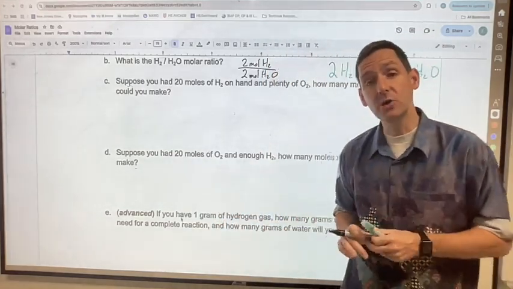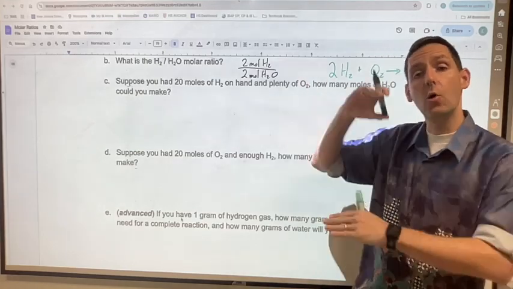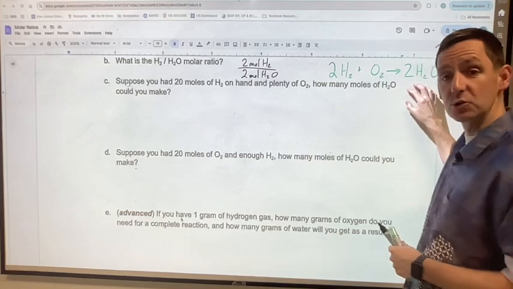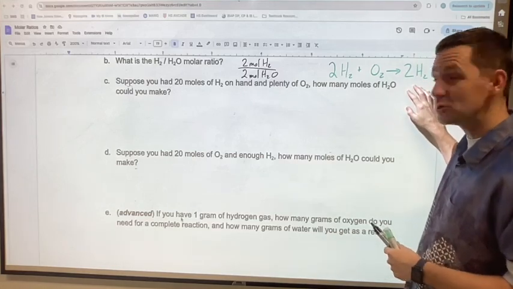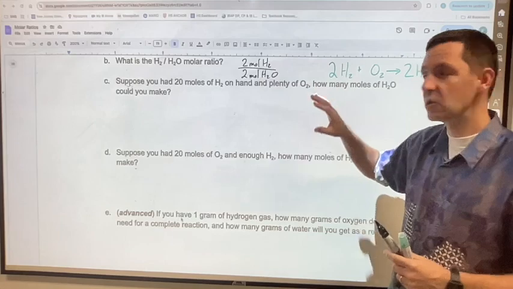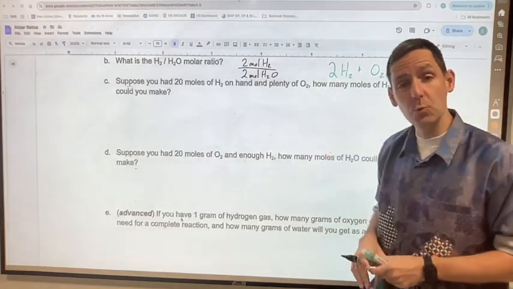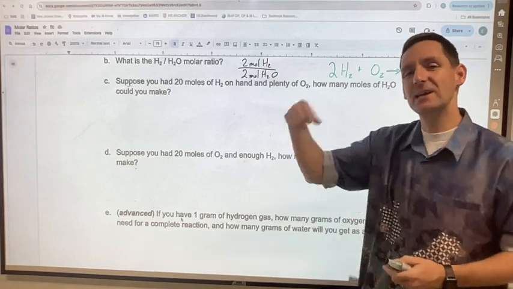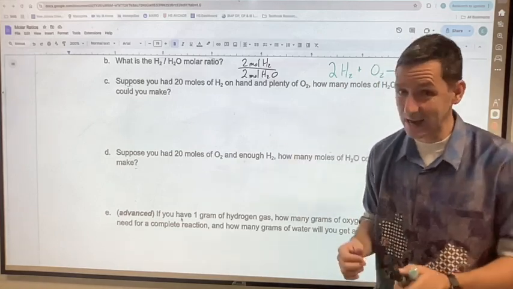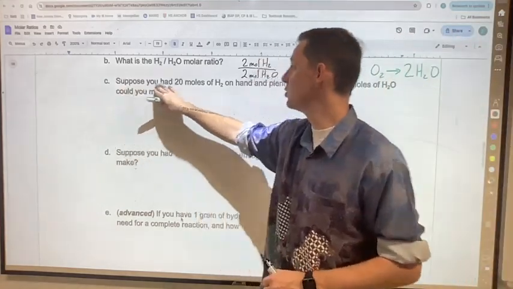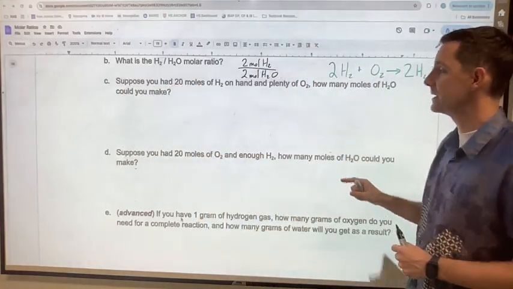Now this molar ratio, remember, can be used like that, or we can use the reciprocal, because if I get 2 moles of H2O, I must have used 2 moles of H2. So you can use it this way, you can use the reciprocal, either way is fine. Okay, we won't know what we need until we actually get to a point in the question where it's asking us for that.